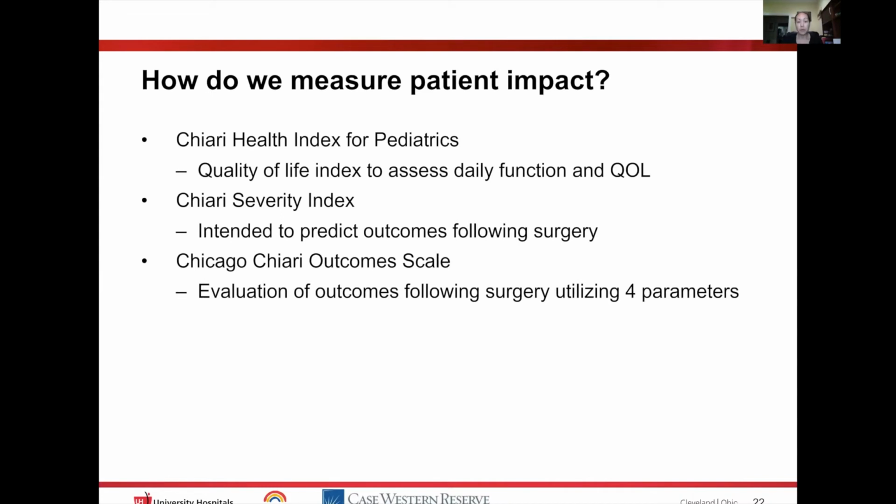The first is the Chiari Health Index for Pediatrics. It's a quality of life index that's specifically designed around Chiari malformations and symptoms specific to Chiari, to assess daily function and quality of life. The Chiari Severity Index was developed to try and predict outcomes following surgery. And then the Chicago Chiari Outcomes Scale is a measurement tool to evaluate outcomes following surgery, and it uses 4 different parameters. So we'll talk about each of those separately.